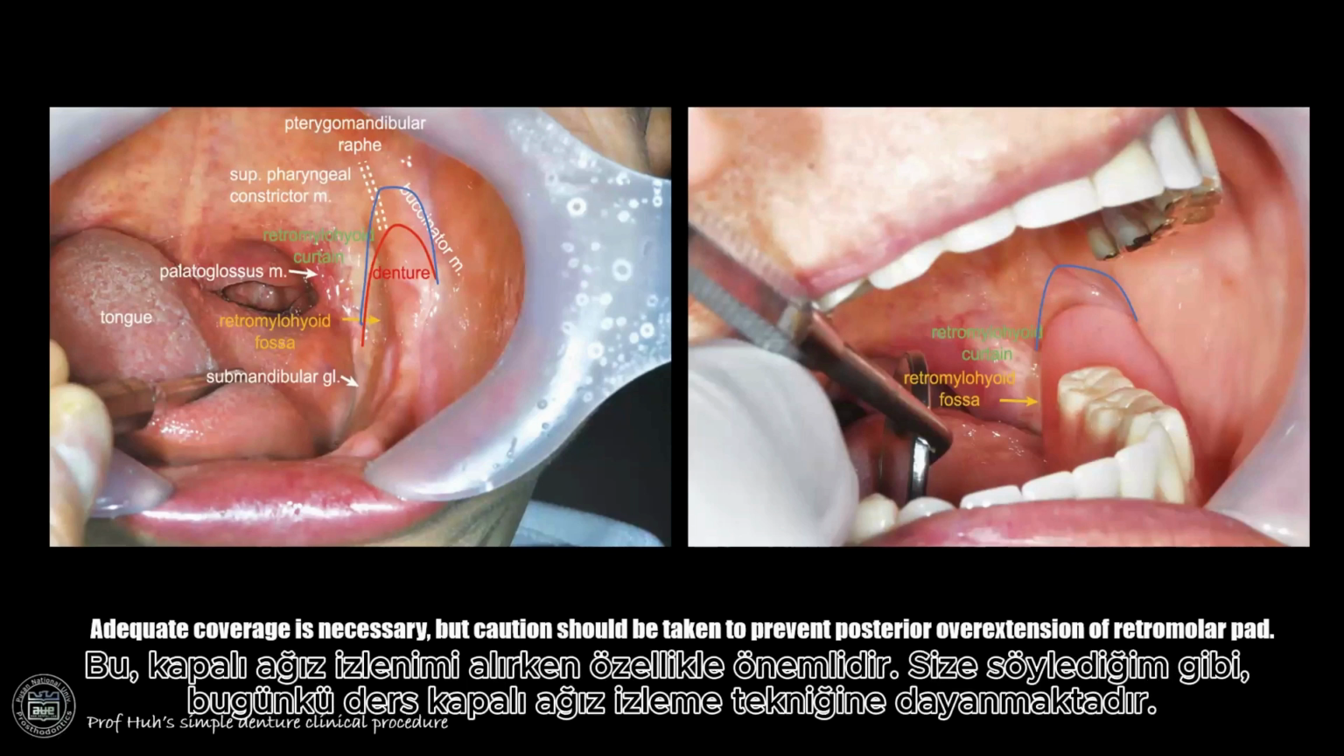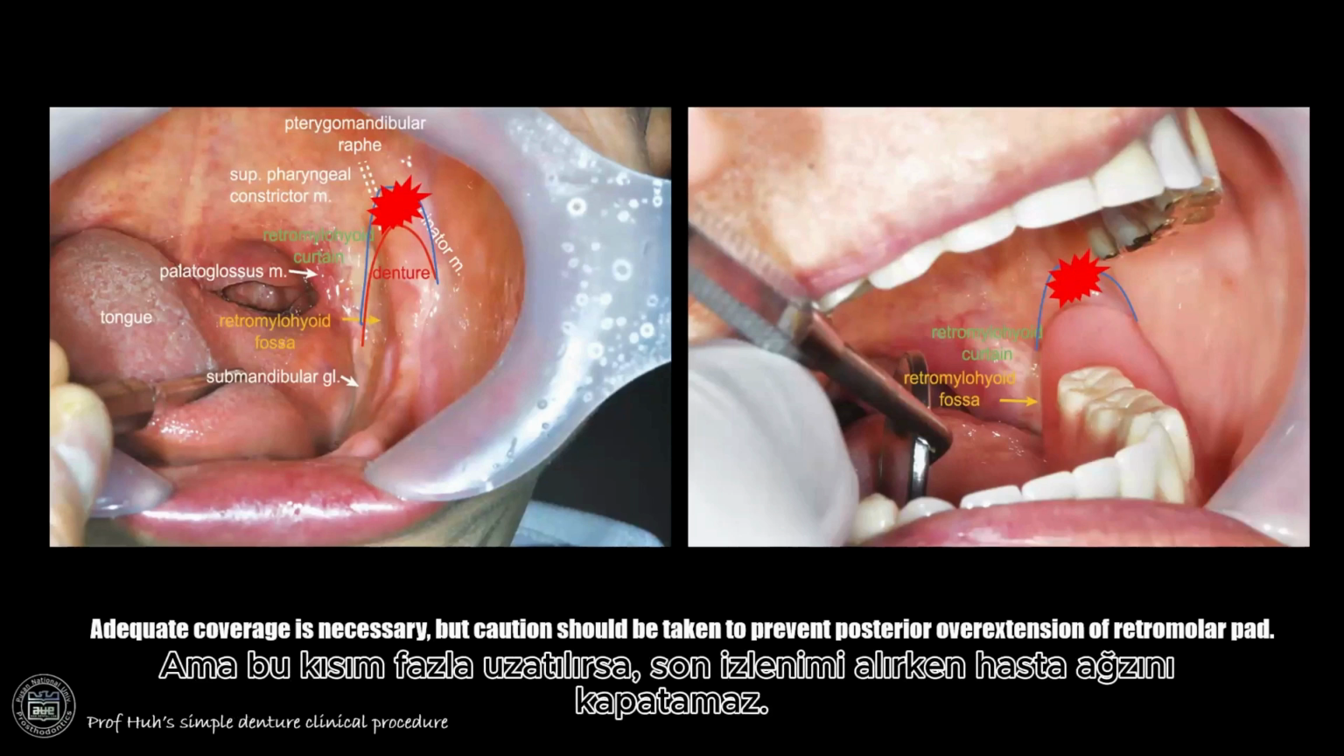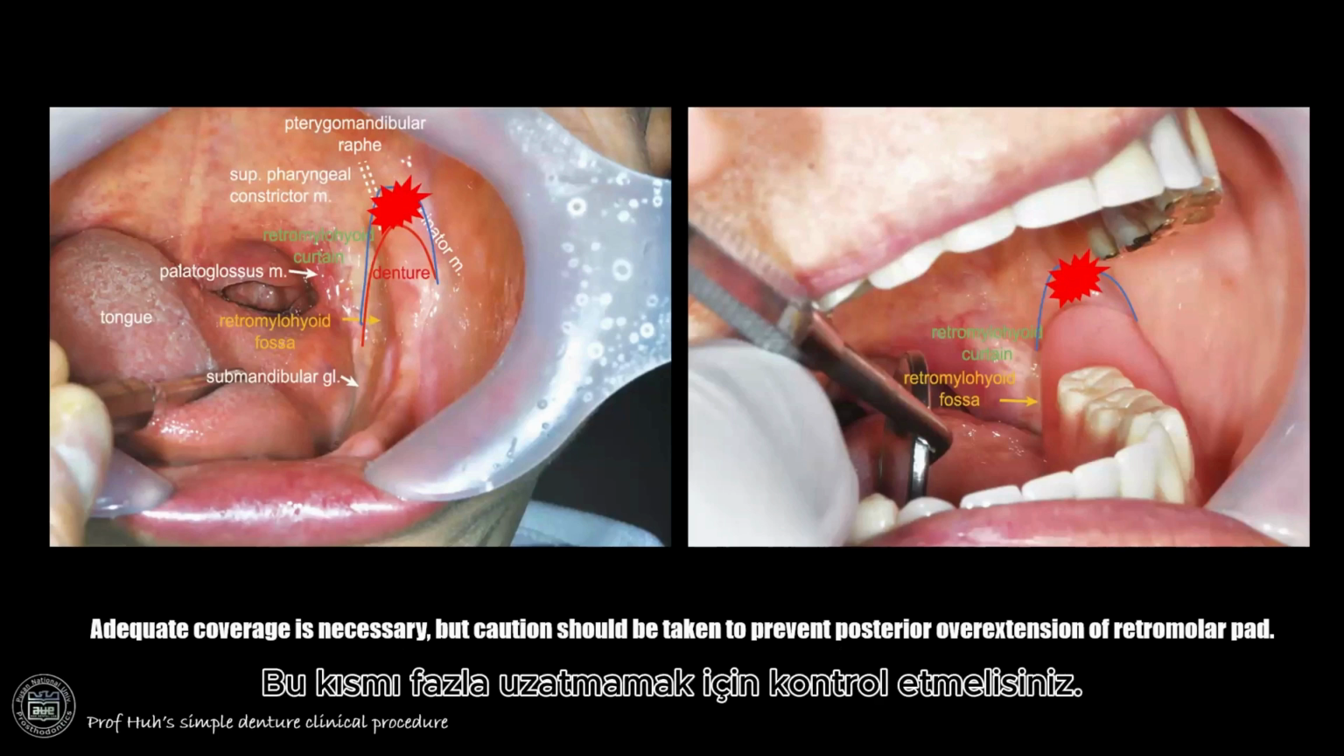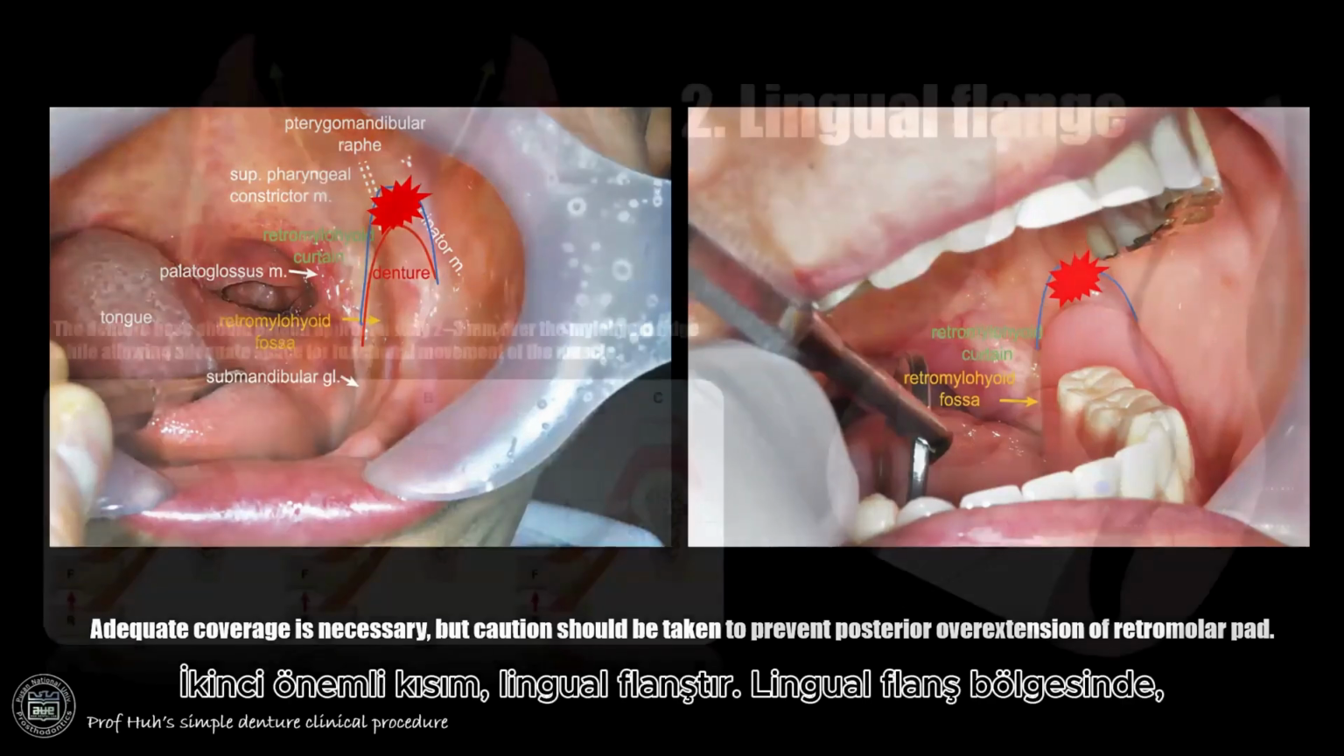This is especially important when performing a closed mouth impression. As I told you, today's lecture is based on the closed mouth impression technique. But if this part is overextended, the patient cannot close their mouth when we take the final impression. So we have to check this part not to overextend. Do you remember everything about the retromolar pad?